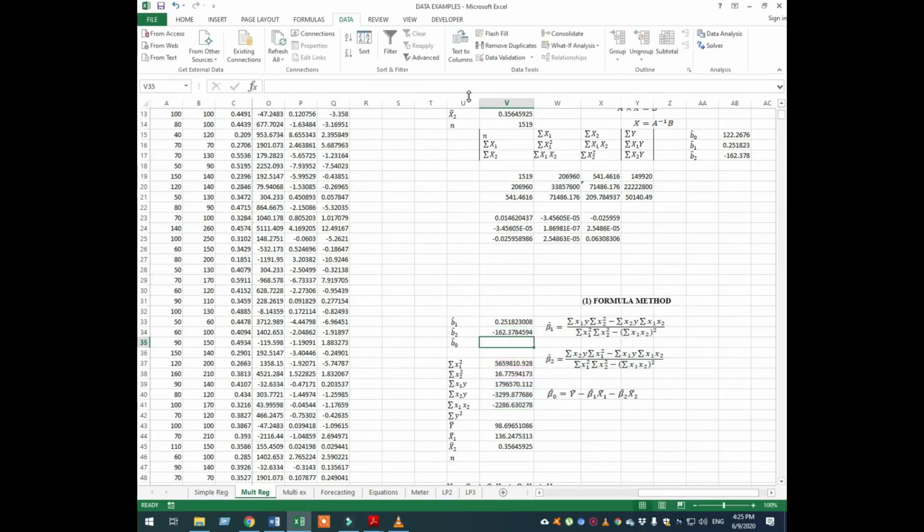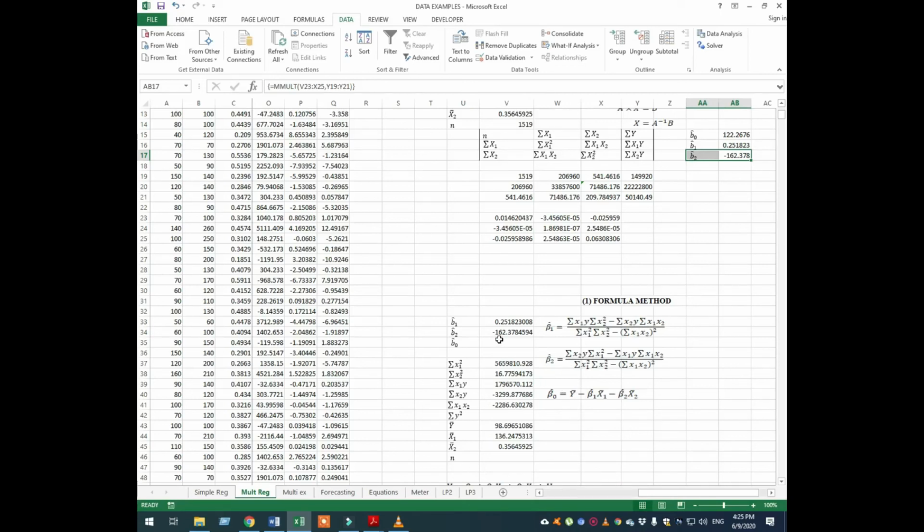That is okay. So that is B2, which is calculated as minus 162.37, which is equal to what we found in the matrices method.